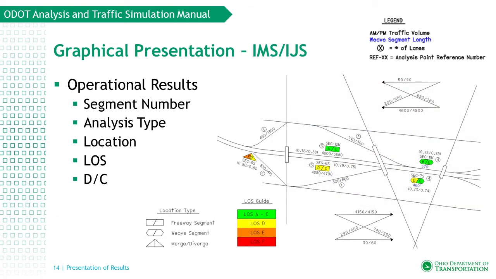For interchange modification and justification studies, the operational results should be graphically represented. Information on the graphic should include segment number, analysis type, location, level of service, and demand over capacity ratio. This graphic is a sample of the type of operational analysis results that can be developed for these types of studies.